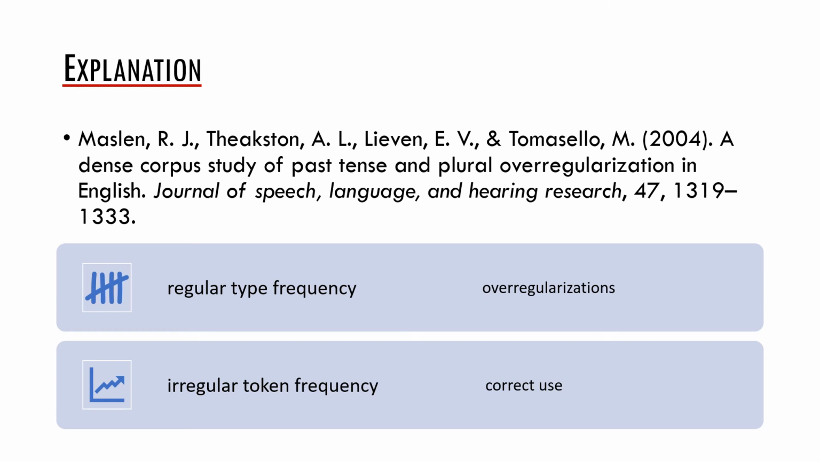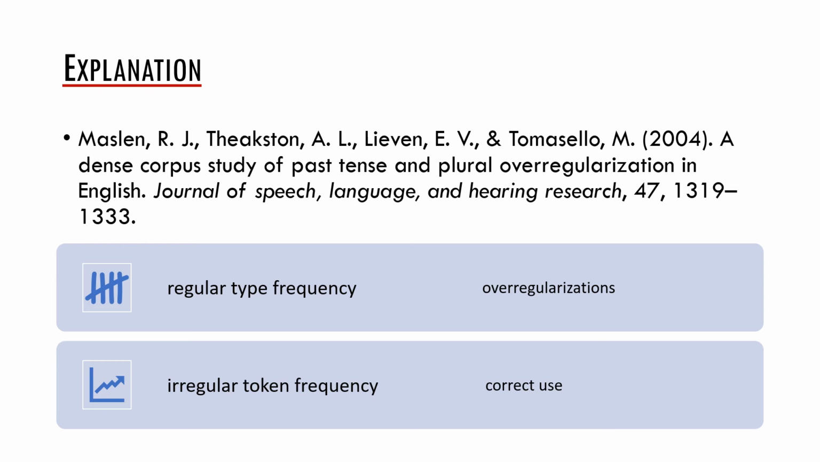More precisely, they claim that the higher the type frequency of regular words in the input, the higher the tendency to over-regularize. And on the other hand, the higher the token frequency of irregular words, the higher the tendency to the correct use of the irregular words.